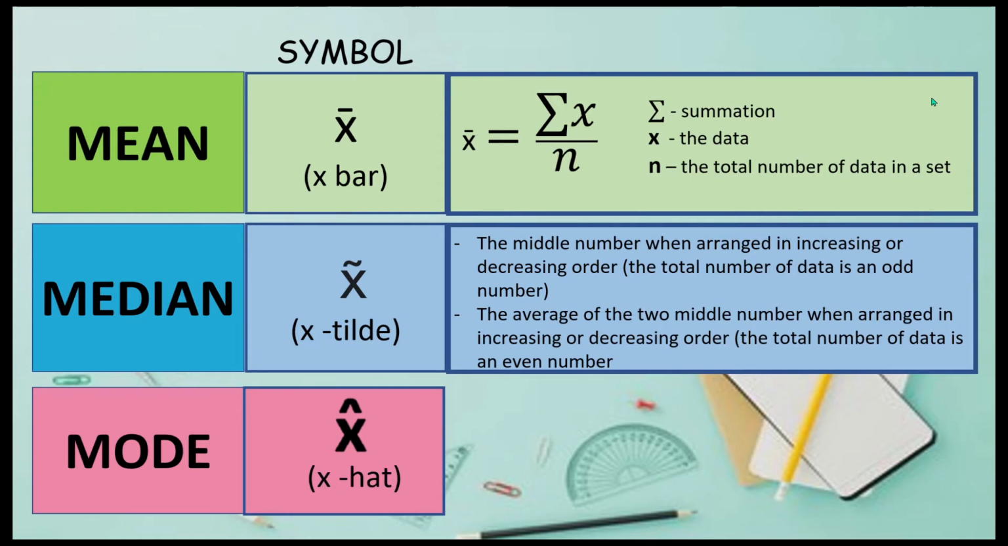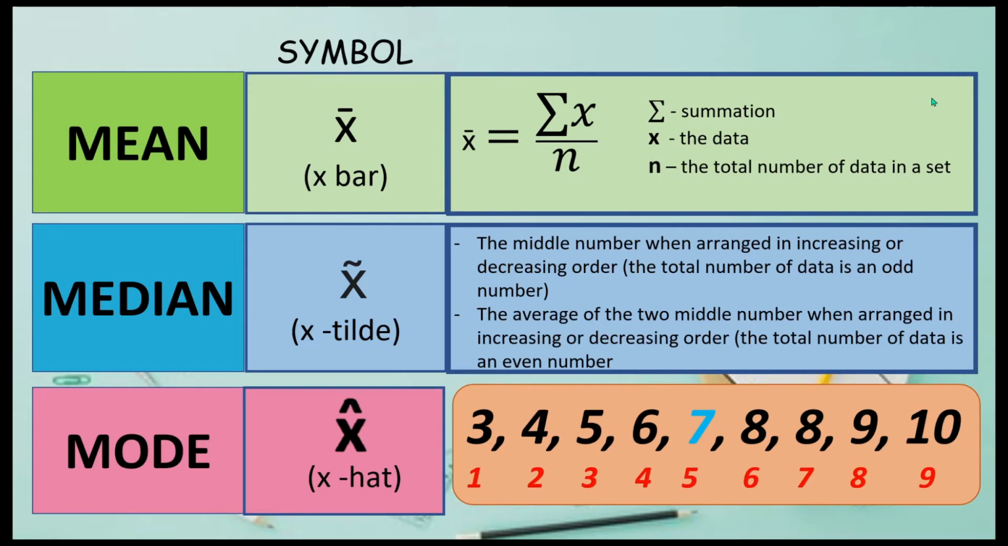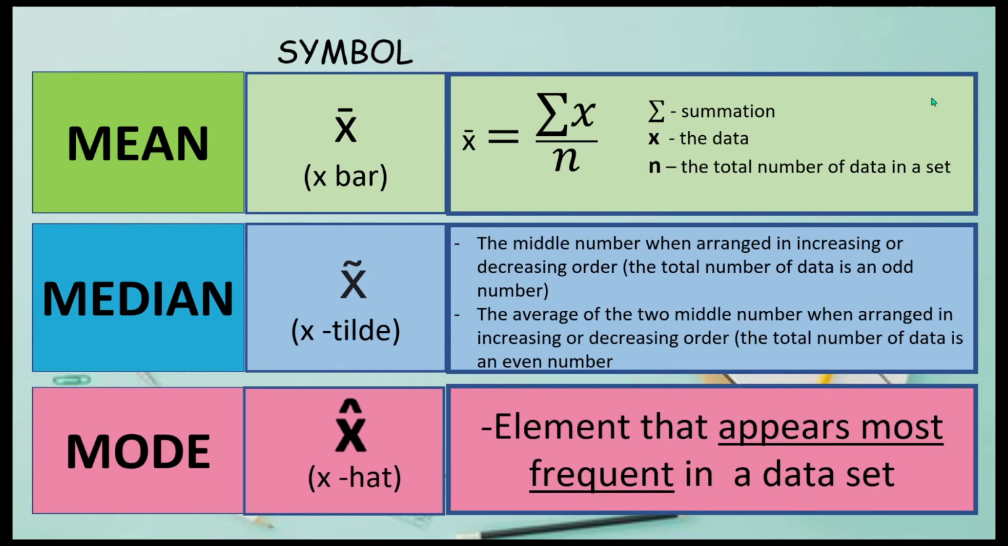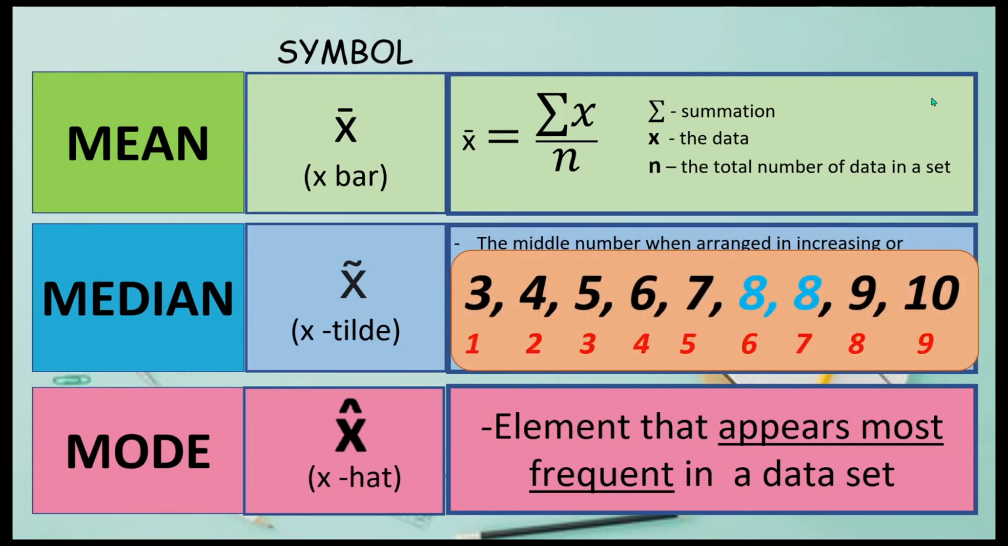Then the median, you will arrange first the data in ascending or descending order, then locate the middle number if the number of data in a set is an odd number. But if the number of data in a set is an even number, get the average of the two middle numbers and that will be the median. The mode is the element that appears most often or frequent in a data set. On our sample, as you can see, there are 2 students who got a score of 8. 8 appears most from the data set. That's why it is the mode.